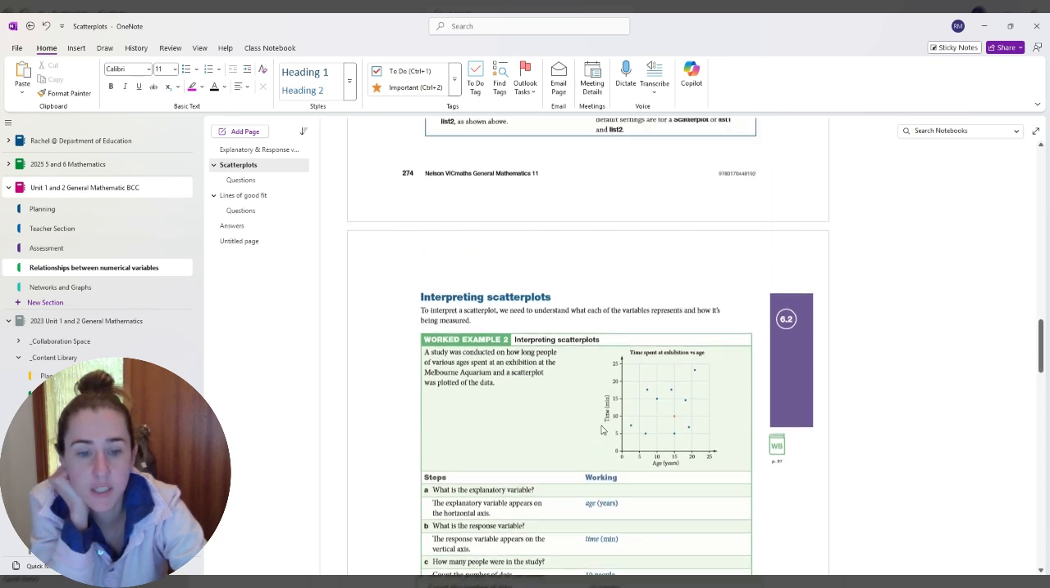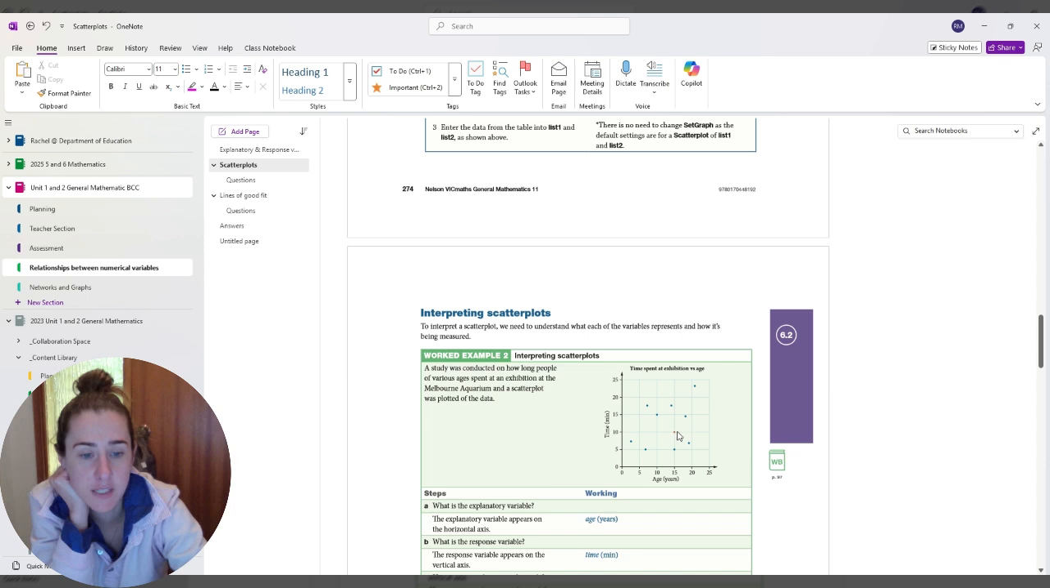So what does the orange dot represent? We've got this orange dot here. Let's read the data on our x-axis. It's sitting against 15. So this data point represents a 15-year-old. And on our y-axis, it sits at 10 minutes. So this data point represents a 15-year-old who was at the exhibition for 10 minutes.